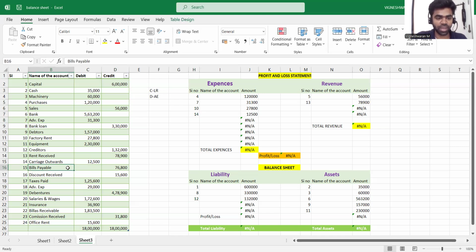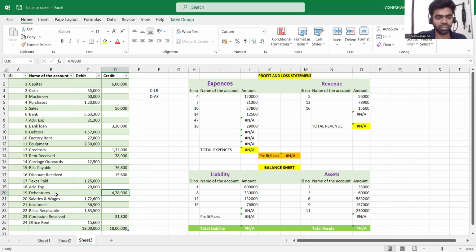Then bills payable. It is on the credit side, so it should be either a liability or a revenue. Bills payable is a liability for me, which is 15. Then discount received is a revenue. Then taxes paid is an expense, because it is on the debit side. Advertisement expense, the same criteria. Debentures, on the credit side, so it should be a liability or a revenue.